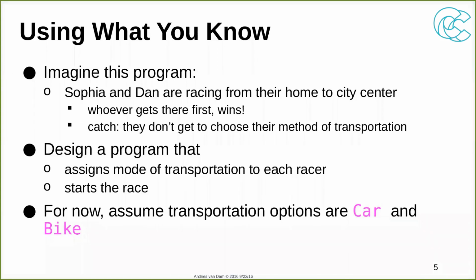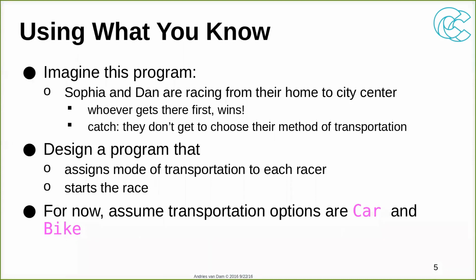Right. So now, when you design the program, since the method of transportation is not fixed, you can assign the transportation mechanism to each racer. Here there are two racers, Sophia and Dan. And you can also specify when to start the race. Whenever you call, for example, the start race method, that's when the race can start. In the real world, you can just assume that the race starts at a particular date and time.